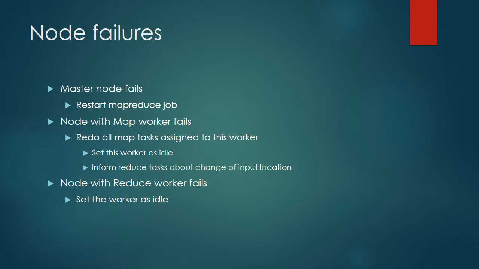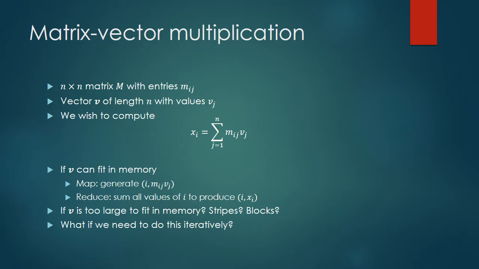If a reduce worker dies, it's much easier, because you would simply mark that particular worker as idle. That chunk of reduction work will simply get assigned to the next available free reduce worker. This is stuff that you don't have to deal with. This is what the system provides to deal with this.